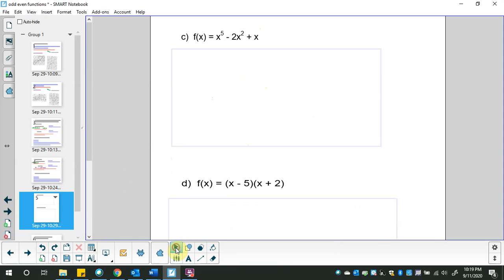I'm hoping that you can look at this question and see whether it's odd, even, or neither. So, step number 1, take every single x and replace it with a bracket of negative x.